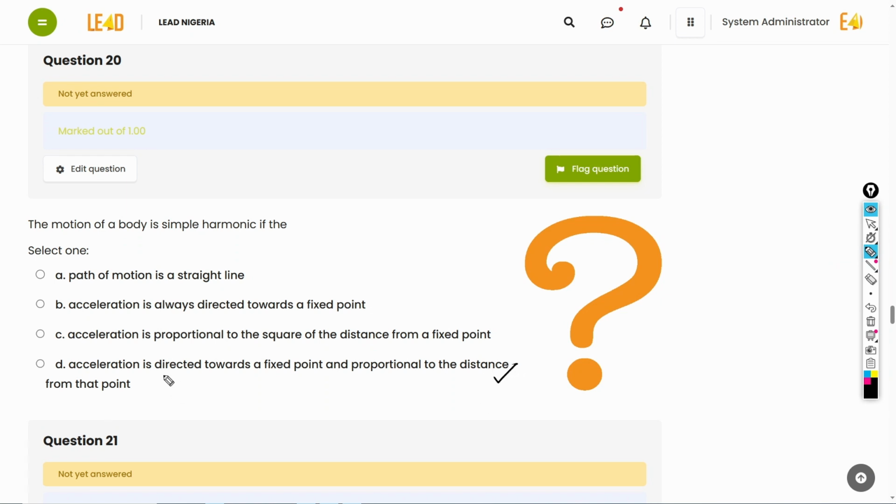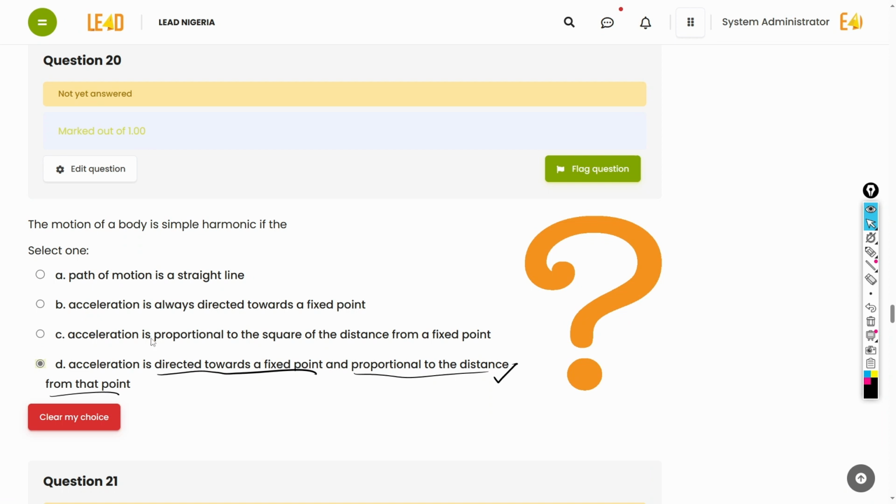It is both directed towards a fixed point and proportional to the distance. So both of these have to be true for it to be a simple harmonic motion. That's D.